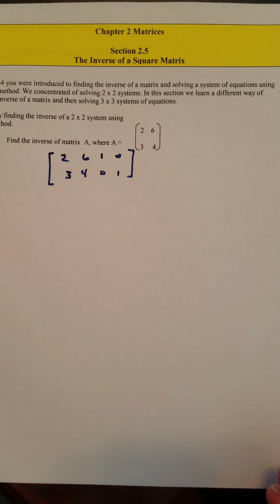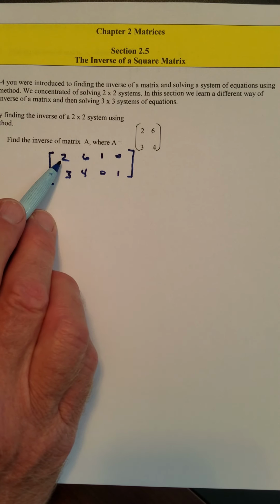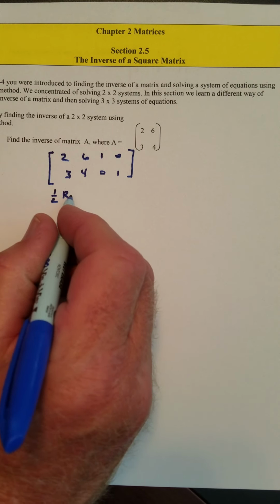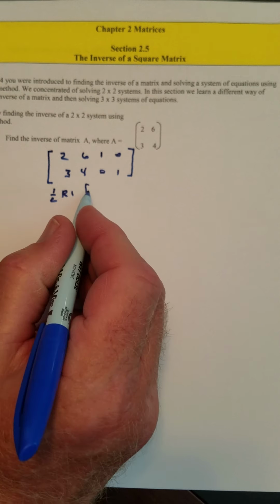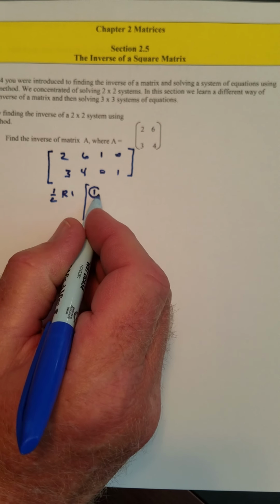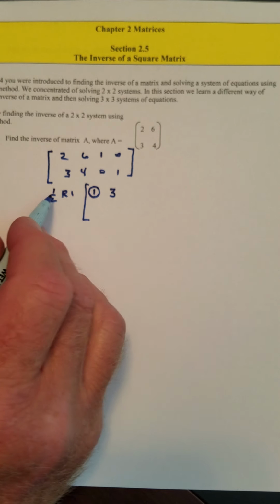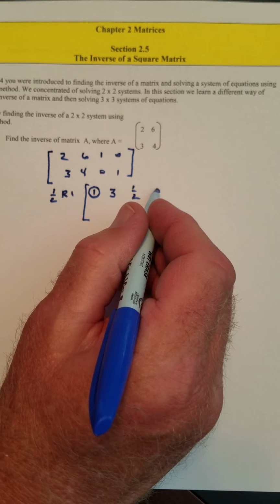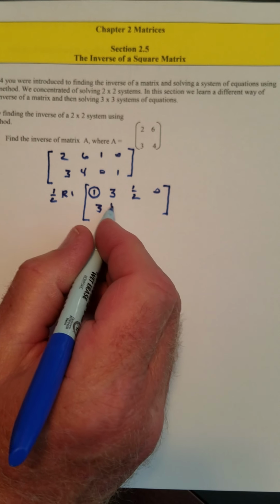Now, think Gaussian elimination. If we're using Gaussian, the first thing you want to do is get a 1 here. So we're going to take 1/2 row 1. So half of 2 is 1. I'll circle that. That's my pivot. Half of 6 is 3. Half of 1 is a half. And half of 0 is 0. Bottom row stays the same.